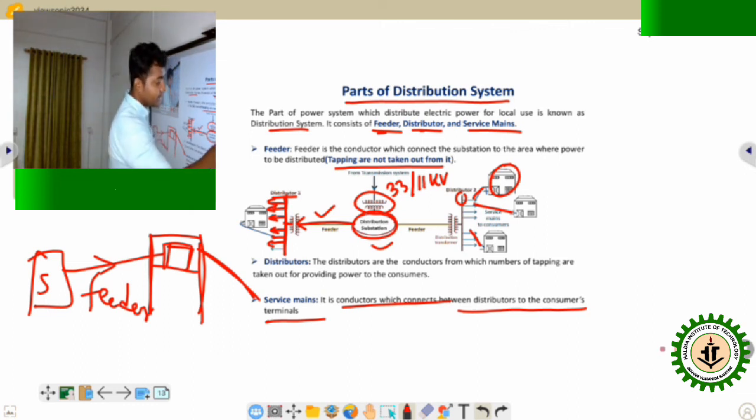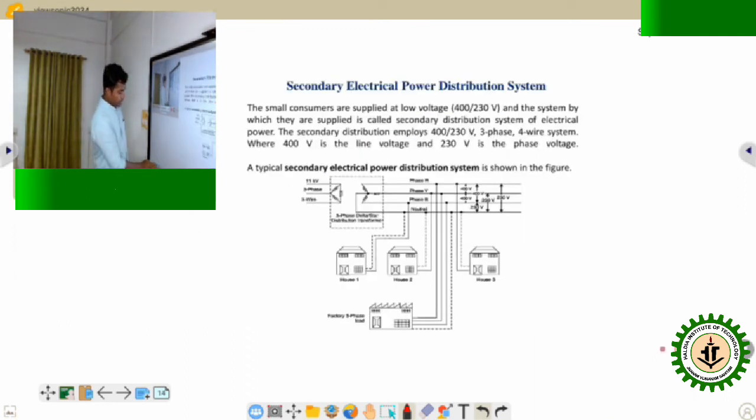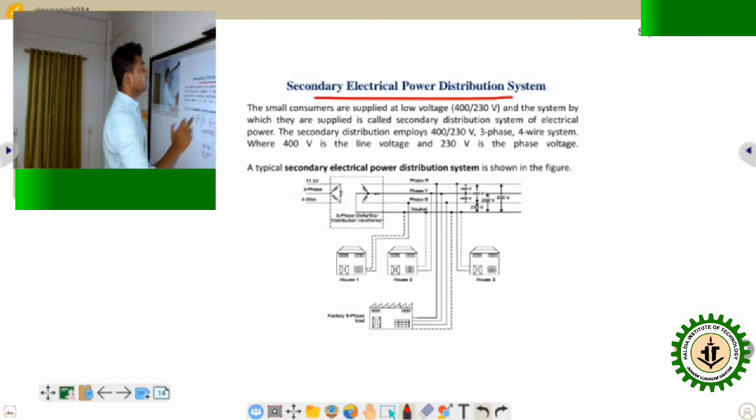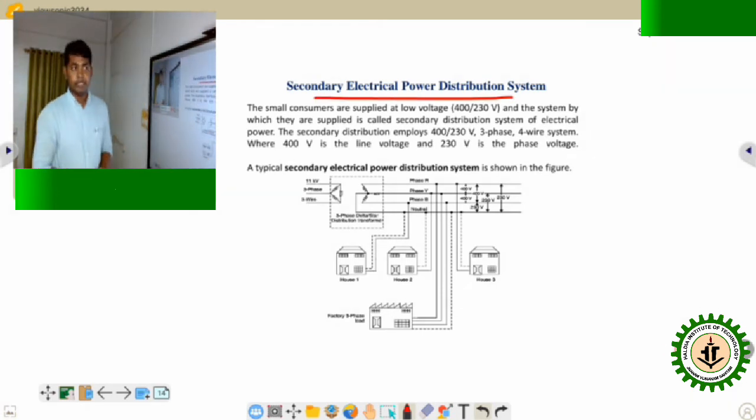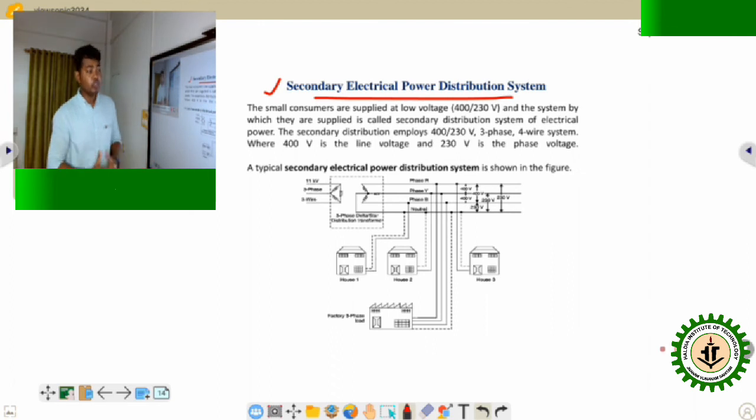Okay, and this is the secondary electrical power distribution system. So why do we discuss this portion only? Because we are the consumer under the secondary distribution system. Our voltage requirement is 230 volt, or in case of 3-phase, 400 volt. So how will we get the 3-phase voltage of 400 volt or 230 volt?